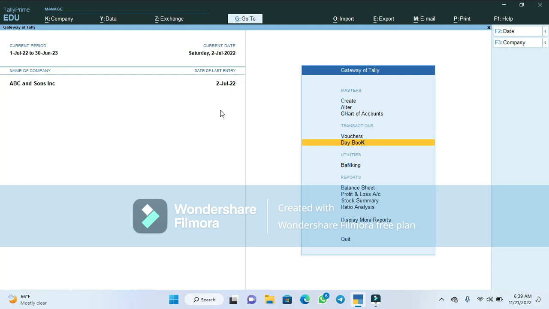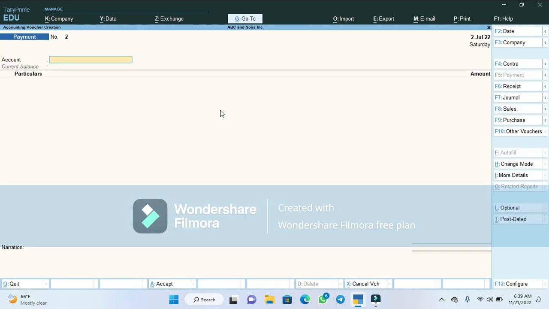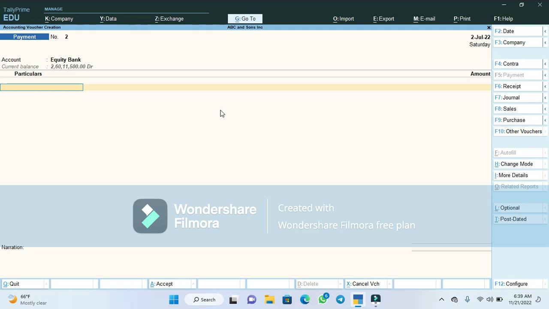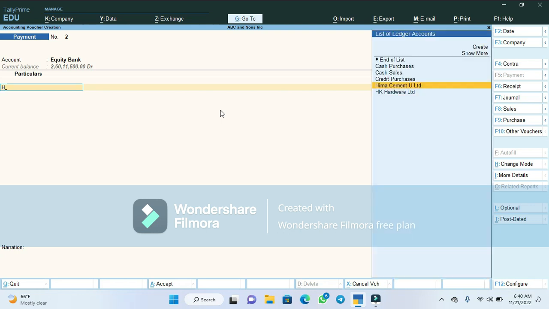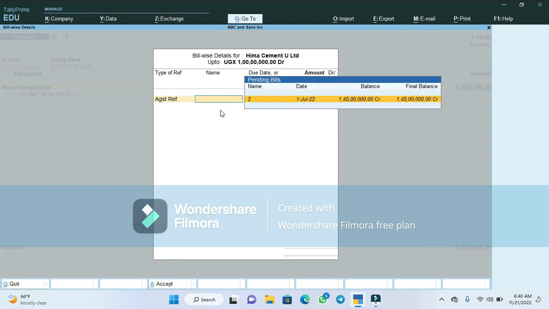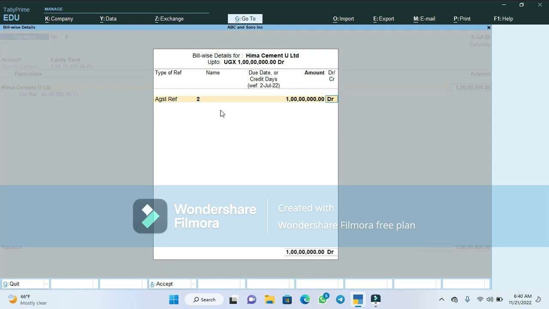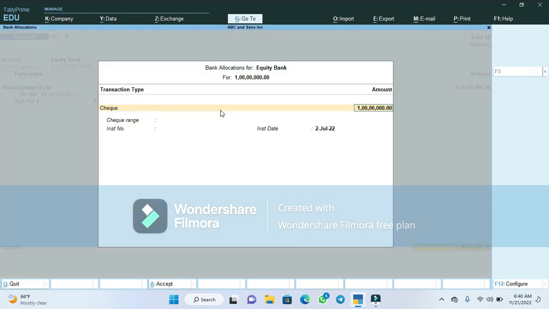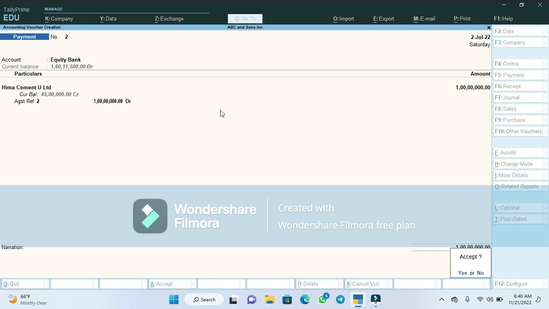So we can escape and go to the vouchers again. You can just press V or come to the selection and enter. Now we're making payment to Hima Cement but using Equity Bank. Select Equity Bank and then Hima Cement Uganda Limited. Let's say we are paying Hima Cement 10 million Ugandan shillings against that earlier reference of the transaction payable. Enter, enter. Again, in case of check details, we put them there.